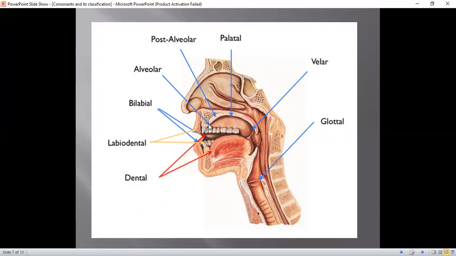In the alveolar, we use teeth ridge, tip, and blade of the tongue. In the post-alveolar, we use hard palate and tip of the tongue. In the palatal, we use hard palate and front of the tongue. In the velar, we use soft palate and back of the tongue. In the glottal, we use glottis, which is situated in the vocal cords.